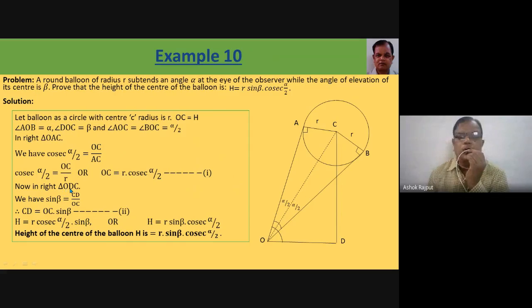Now, in right triangle ODC, sin beta equal to CD upon OC. CD equal to OC sin beta. H equal to r cosec alpha by 2 into sin beta. H equal to r sin beta into cosec alpha by 2. The height of the center of the balloon is r sin beta cosec alpha by 2. Now, thank you for watching.